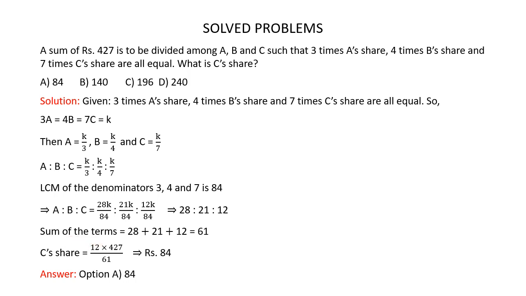Now sum of the terms of the ratio is 28 plus 21 plus 12, which is 61. We know that C is 12. Sum of the terms is 61, and rupees 427 is to be divided among A, B and C. So C's share is equal to 12 divided by 61 multiplied by 427, which is rupees 84. So C's share is rupees 84. The correct answer is option A, 84.